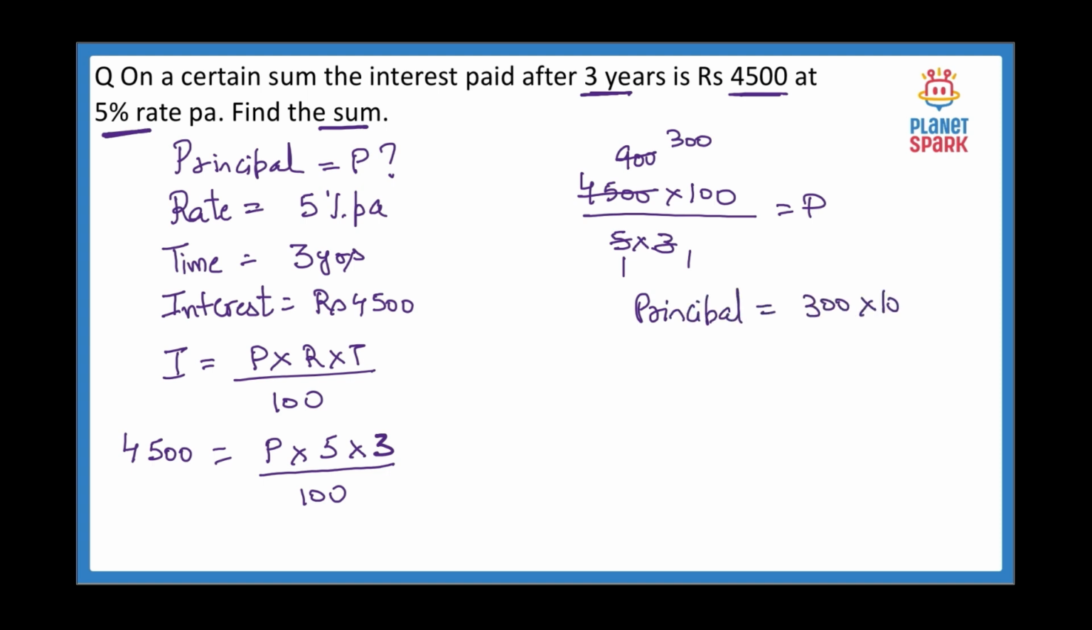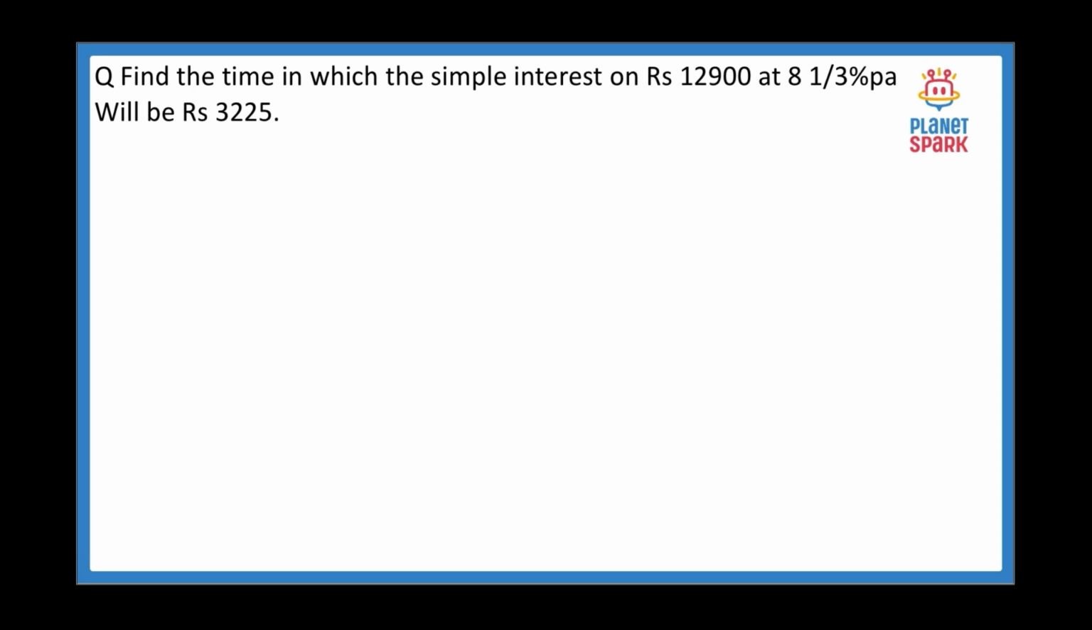Whenever out of the 4 terms P, R, T and I, interest, principal, rate and time, we are given any 3, we have to find out the 4th one. We always use the formula for simple interest.